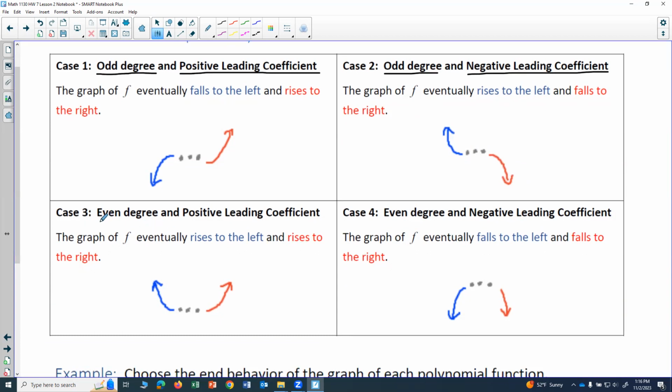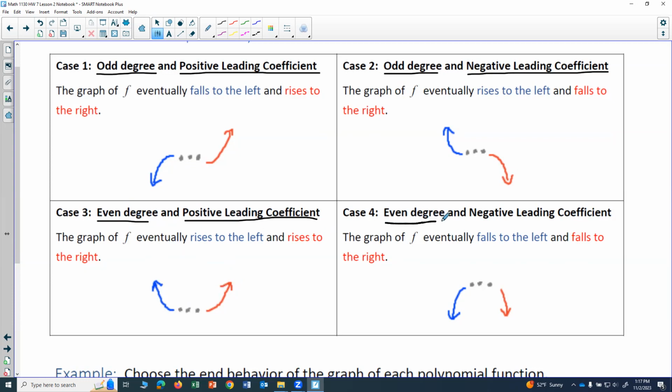Case three is if you have an even degree and a positive leading coefficient. If that's the case, the graph of f eventually rises to the left and rises to the right. A good example of this would be parabolas, which you are used to seeing at this point. So if you have a degree 2, that would be an even degree, and a positive leading coefficient, you would have an upwards facing parabola. But that rule really works for any even degree, like 2, 4, 6, 8.